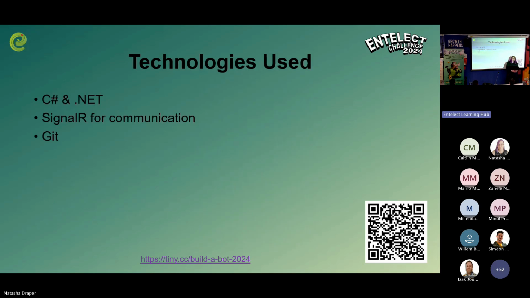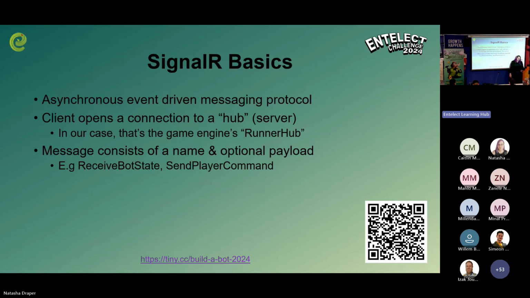The technologies we're going to be using for the bot today are basically C# and .NET. You obviously can use basically any language you want, and we do have a whole lot of starter bots set up on our game engine repo. We use SignalR to communicate between your bot and the engine. Then we use Git for hosting and version controlling our software. That is mostly only a requirement if you actually submit your bot, because it needs to be able to build with GitHub Actions.